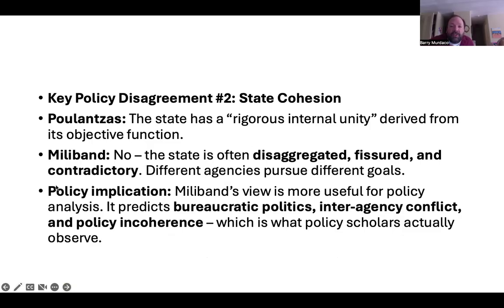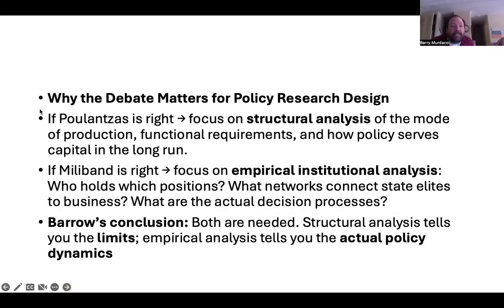The state has a rigorous internal unity derived from its objective function. Again, Miliband would say no. The state is often disaggregated, fissured, and contradictory. Different agencies pursue different goals. Miliband's view is more useful for policy analysis. It predicts bureaucratic politics, interagency conflict, and policy incoherence, which is what policy scholars actually observe. Again, Barrow would argue that Poulantzas came closer to this view later on.